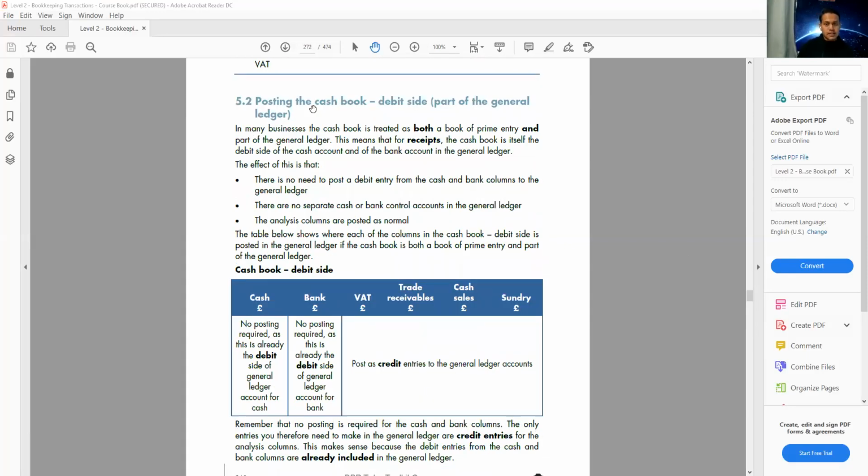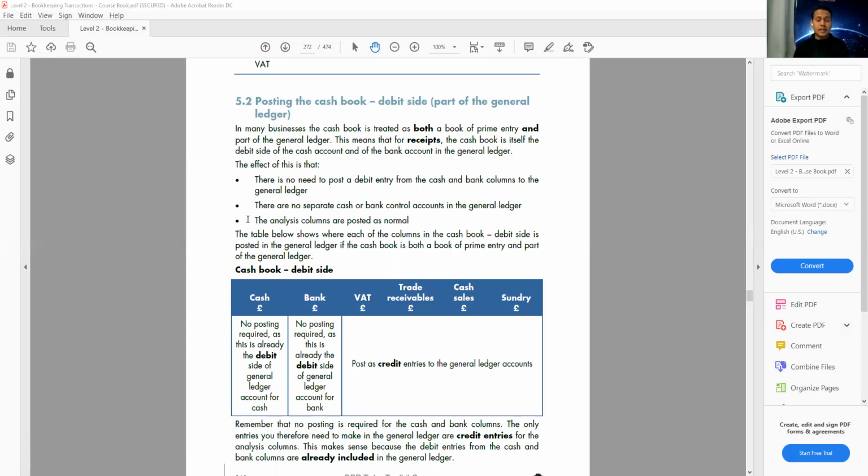So here you can see that in many businesses, the cash book is treated as a book of prime entry and part of the general ledger. This means that for the receipts, the cash book is itself the debit side of the cash account and of the bank account in the general ledger. The effect is that there is no need to post a debit entry from the cash and bank columns to the general ledger.